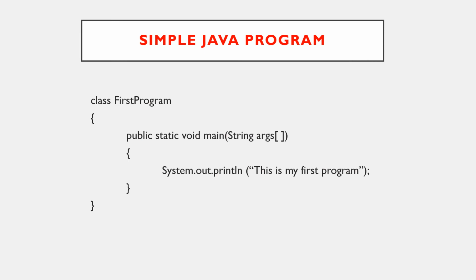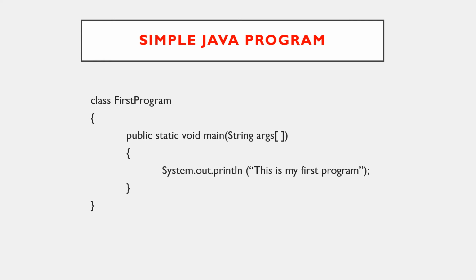So this is a simple Java program. The word class is a keyword. FirstProgram is user defined; it's the name of the class. Then an opening curly bracket, public static void main, within brackets String args. Then an opening bracket, System.out.println, this is my first program. Then a closing curly bracket, then one more closing curly bracket here. The whole thing we can call the class declaration.